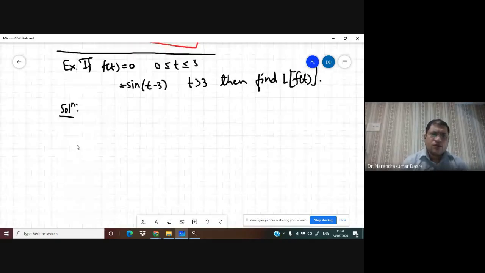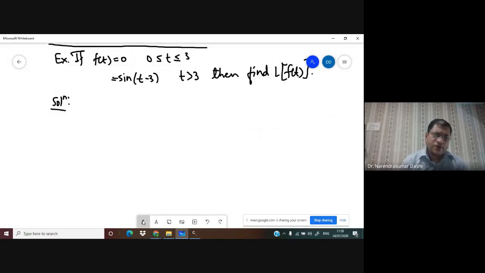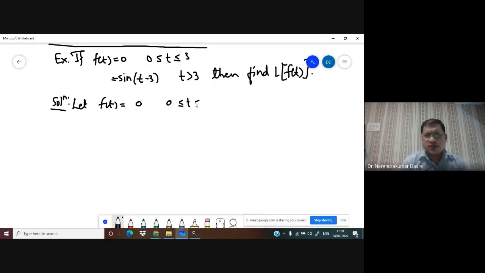As in the previous example, I purposely took that example so that you can understand how to write the function. Here, this is a straightforward question. So we can let f of t equal 0 for 0 less than or equal to t less than or equal to 3, and this is equal to sine of (t minus 3) when t is greater than 3. So this is the function.